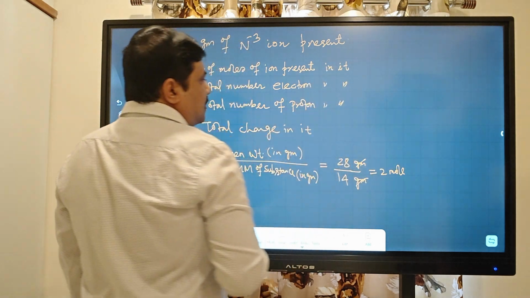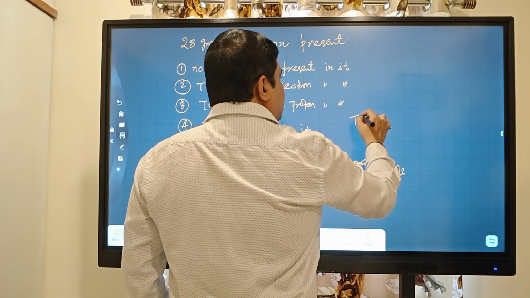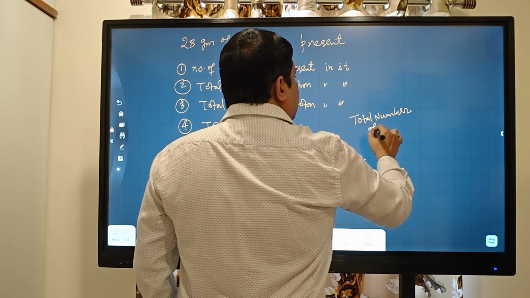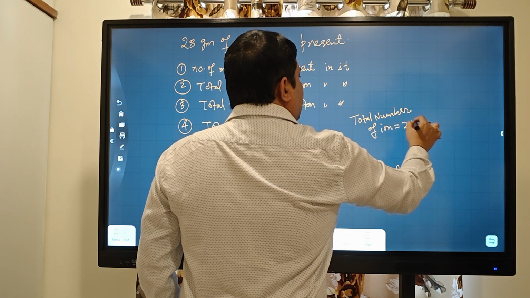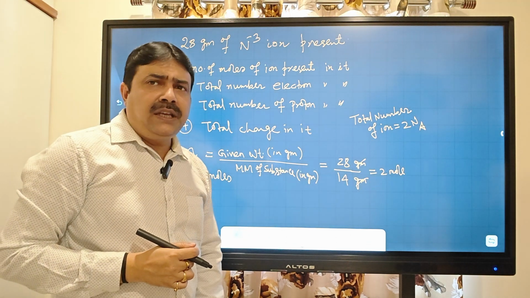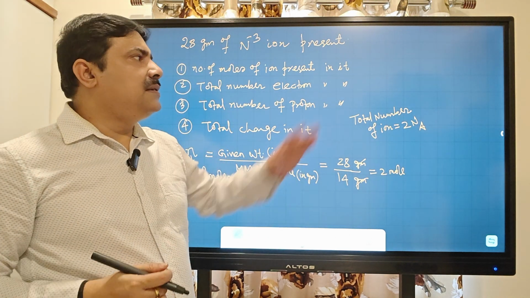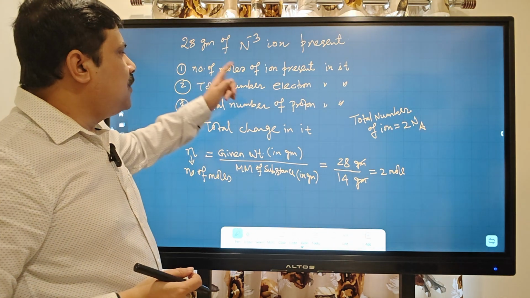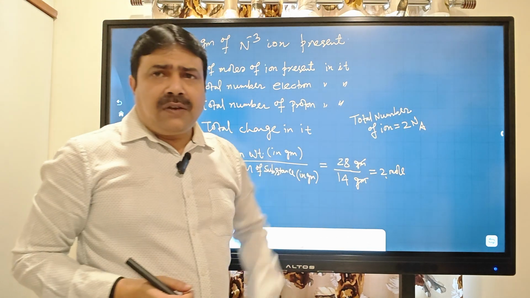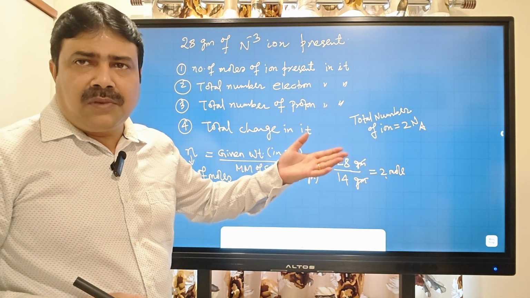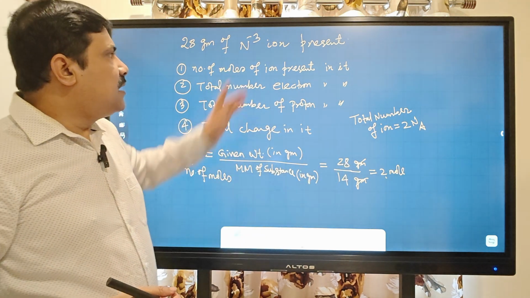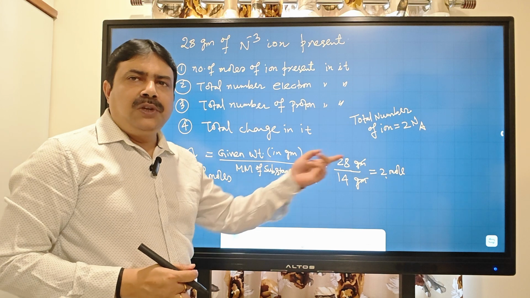So now 2 mole of ion is there. Then the total number of ions will be equal to 2 into Avogadro number, because 1 mole of ion means Avogadro number of ions. Then 2 mole means 2 into Avogadro number. This many total number of ions. Now they are asking the number of moles of ion present. We got the first answer, 2 mole, and then the total number of ions in this 2 mole is 2 into Avogadro number, because in 1 mole how many are there? Avogadro number of substance. It may be ion, atom or molecule, whatever it is. But here 2 mole ion is there, that's why total number of ions is 2 into Avogadro number.